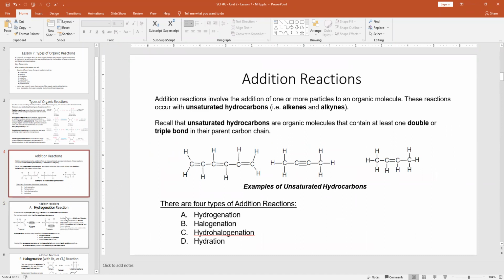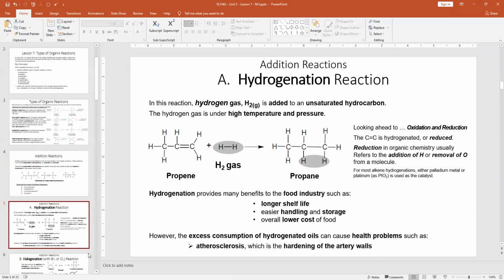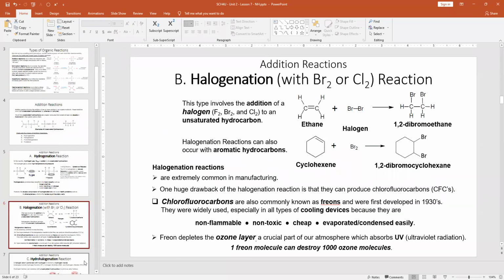Okay. And then there were the 4 types. There was the hydrogenation. There was the halogenation. So that was with a molecule of bromine or chlorine or fluorine or iodine. So these are all the halogen molecules on the periodic table. And these are then added to an unsaturated hydrocarbon, a hydrocarbon with either a double bond or a triple bond. And there are no leftover atoms. They're added straight in.